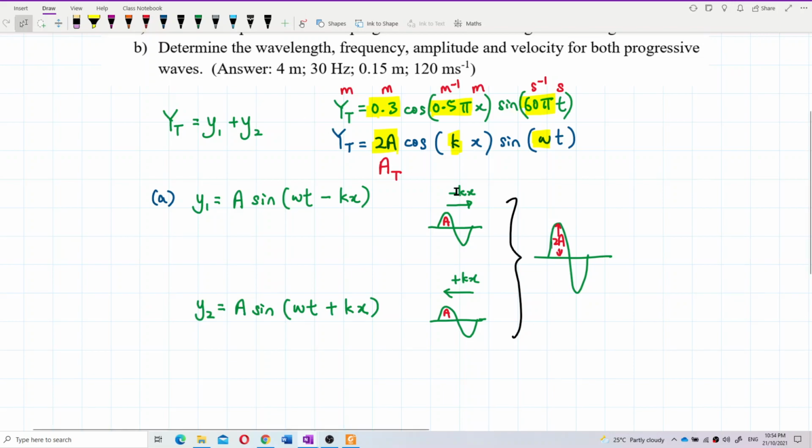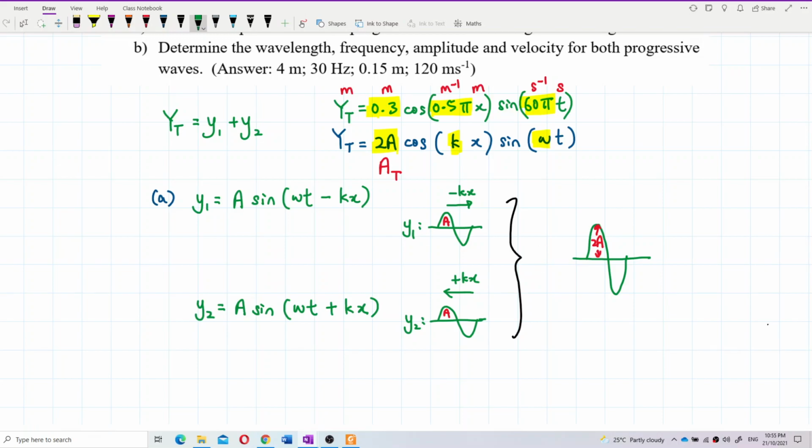Okay, 2a. This is the standing wave. This one is the y1, this is the y2, and this one is the y total. Overlap. This is the y total. Okay. That's why it's 2a.